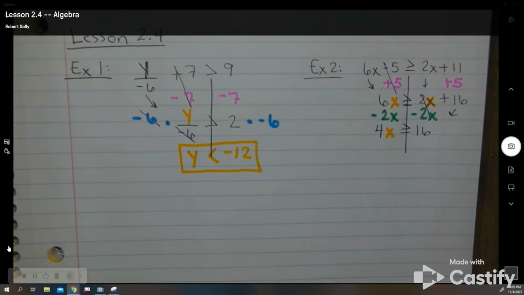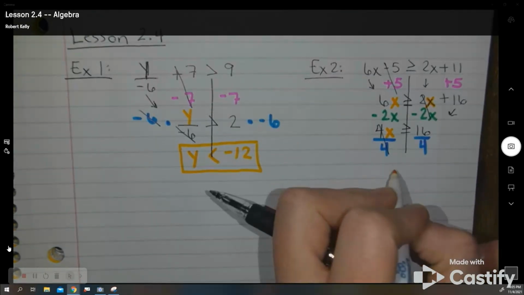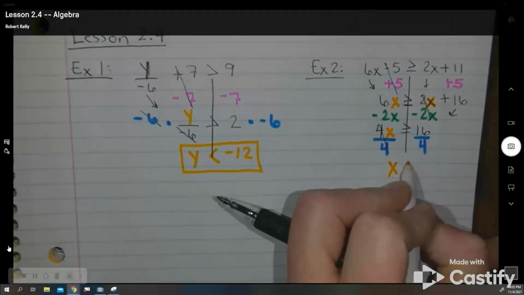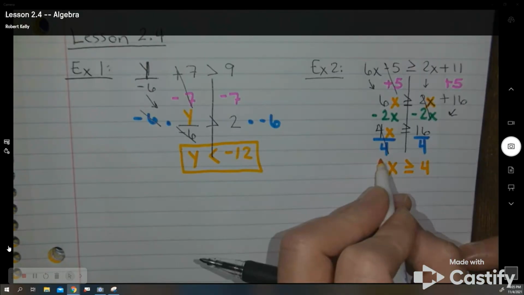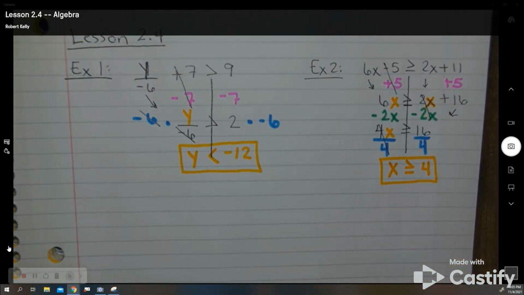Now I have to undo my multiplication. So I'm going to divide by 4. 4 divided by 4 is 1x. Now notice I divided by a positive number, so my inequality symbol again stays the same. 16 divided by 4 is 4. So x is greater than or equal to 4.